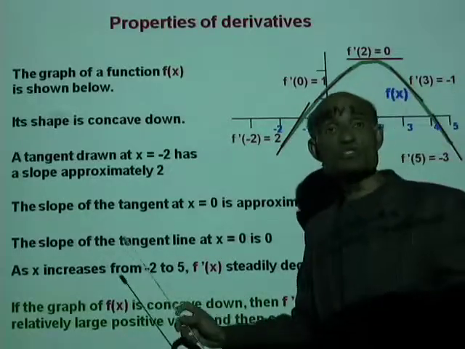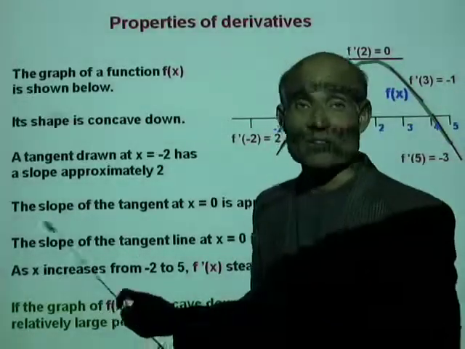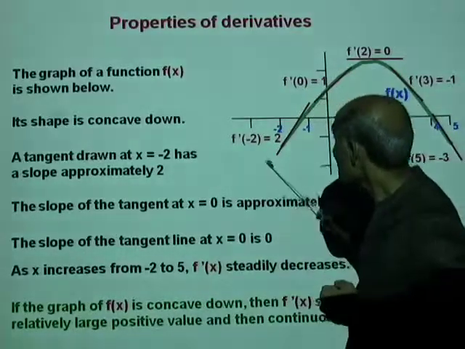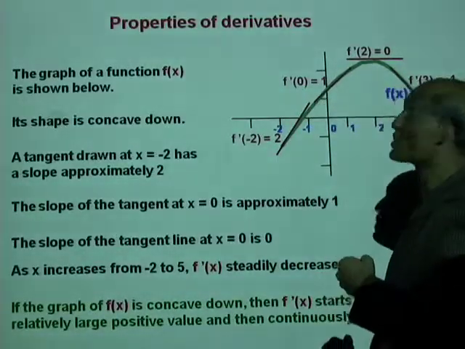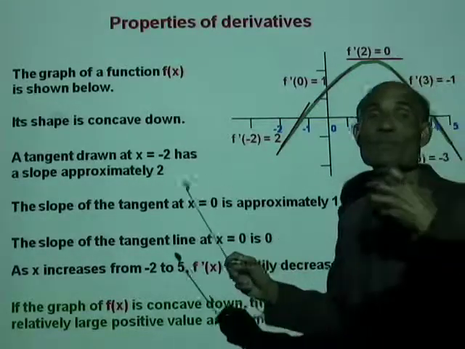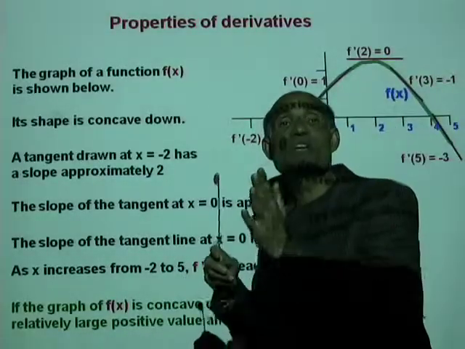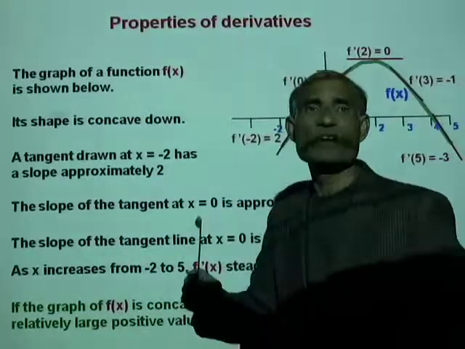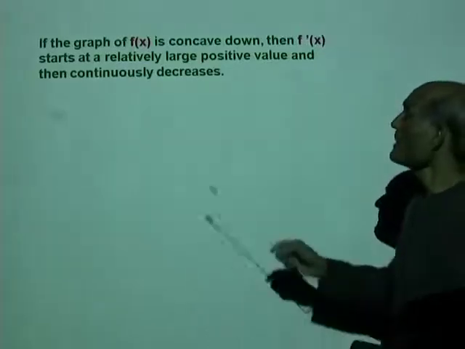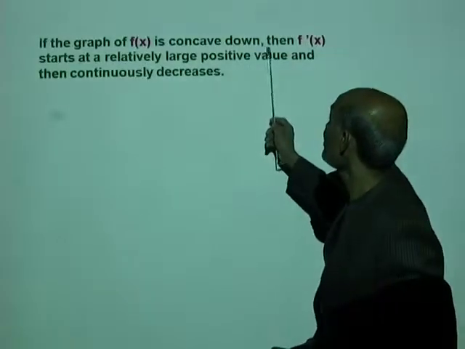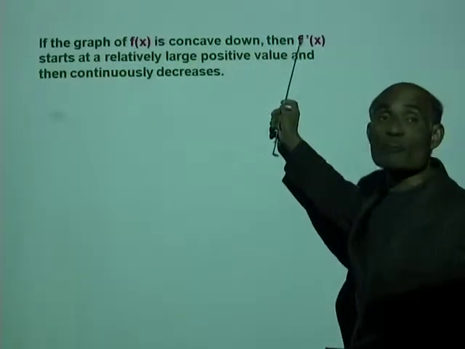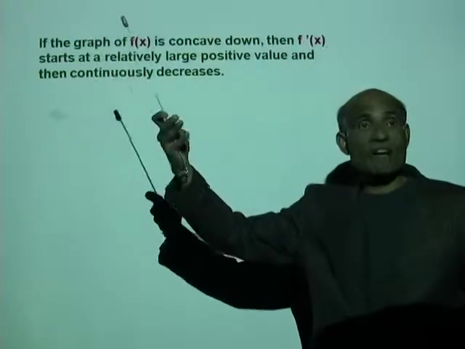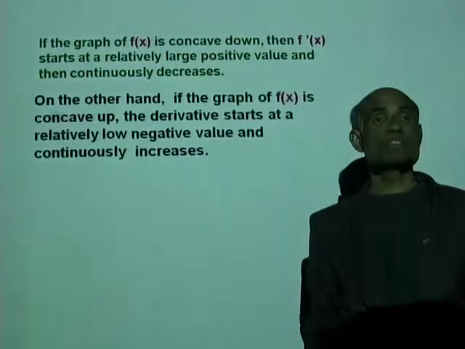Now this needs to be understood in many ways. Now I can state it in two different ways. One, if the graph of a function is concave down, then its derivative will be continuously decreasing. That is the most important information that you will need to understand. If the graph of f of x is concave down, then f prime x starts at a relatively large positive value and then continuously decreases.